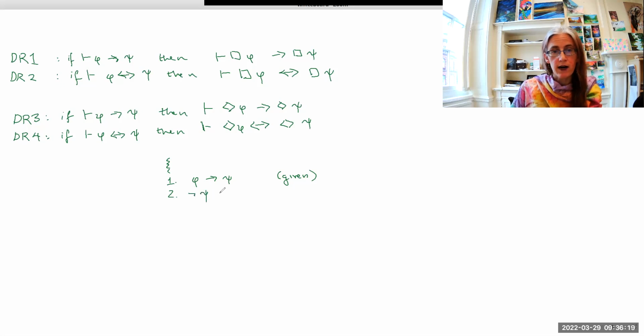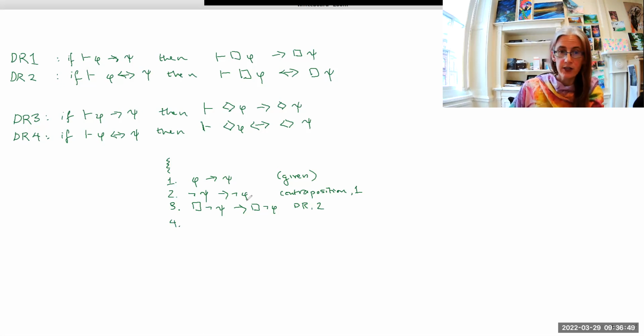So we know that we've got not psi implies not phi, just doing propositional reasoning on line 1. But now we can apply derived rule 1 to line 2, because it is a conditional. And so we stick a box on the antecedent and a box on the consequent.